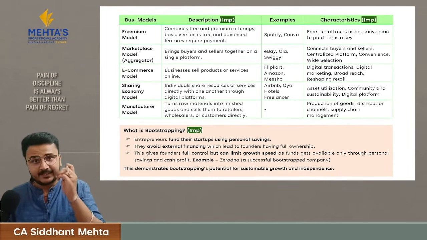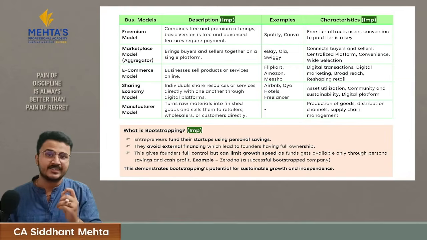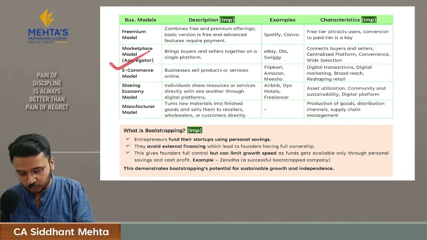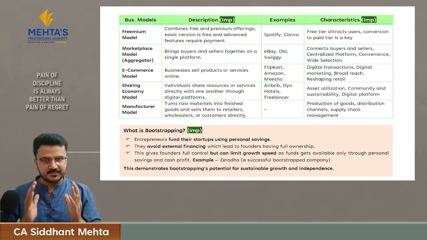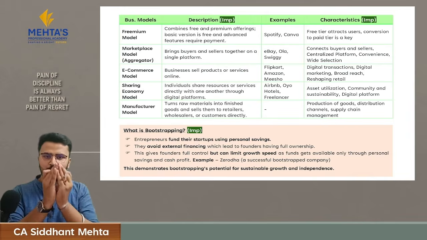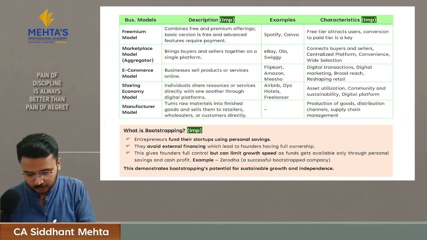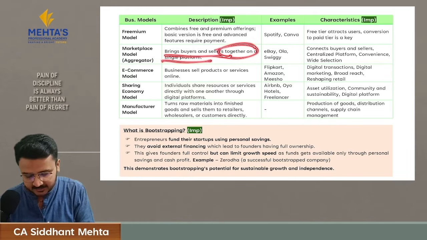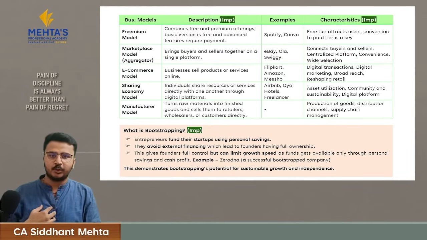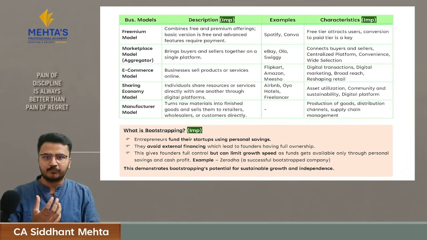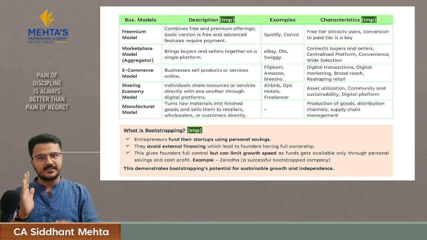Then there is the marketplace model, which is also called the aggregator model. In this model, the business will only give you a platform, and that platform will connect buyers and sellers. So here it brings buyers and sellers together on a single platform, like Swiggy. Swiggy is not giving you the food. It is just connecting restaurants and the buyer.